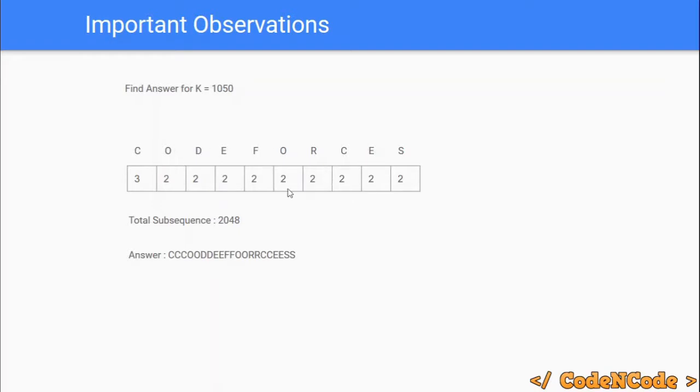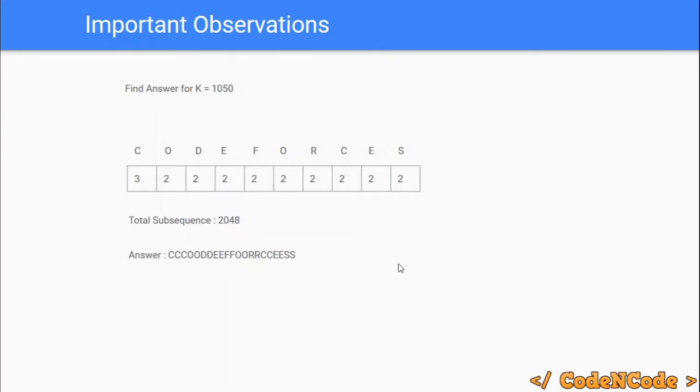Now you see, this configuration will give you 2048 subsequences, which is at least 1050, right? So this is our answer. So this is the configuration. Using the minimum number of characters, we are able to generate at least 1050 subsequences which are equal to codeforces. So the answer would be, since we are using three appearances of C, 3 times C, 2 appearances of O, basically 2 appearances of the rest of the characters. So 2 times O, 2 times D, 2 times O, E, F, O, R, and so on. So this would be your answer.